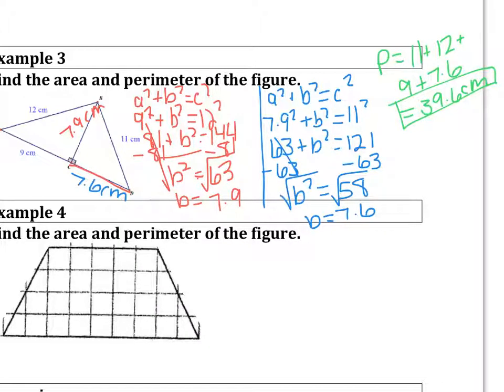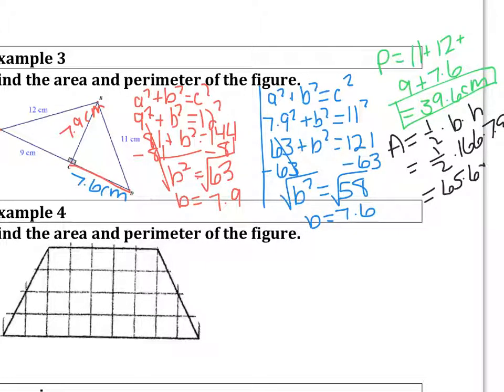For area, I remember for a triangle it's 1/2 base times height. So here my base is a total of 16.6 and my height is 7.9. So when I multiply those together, I'm going to get 65.6 centimeters squared.